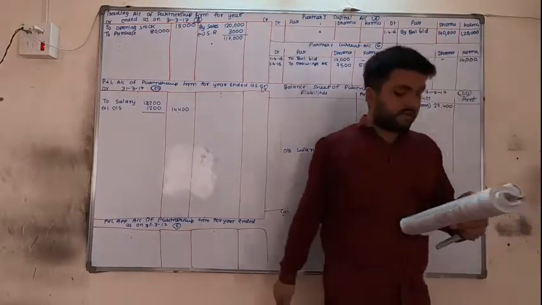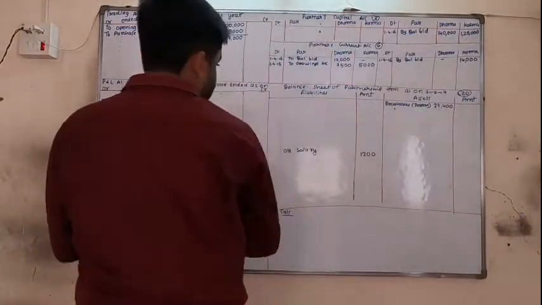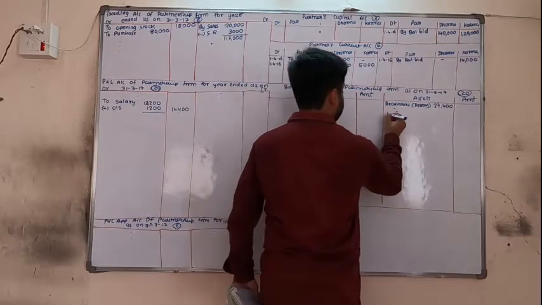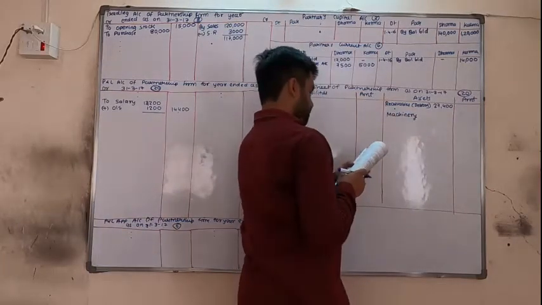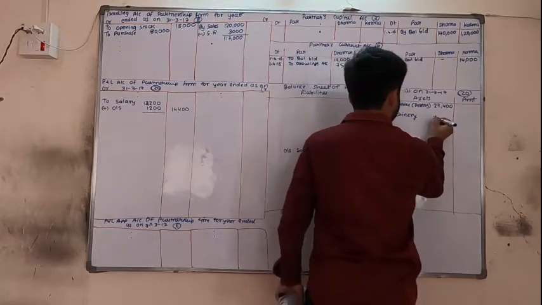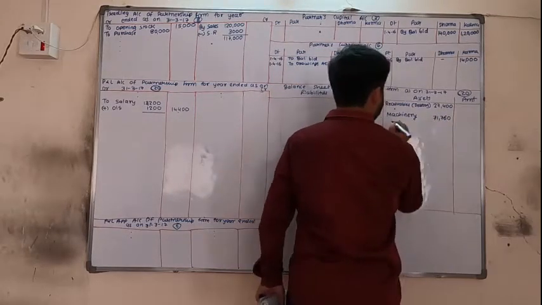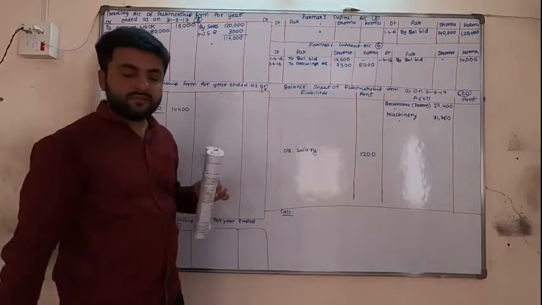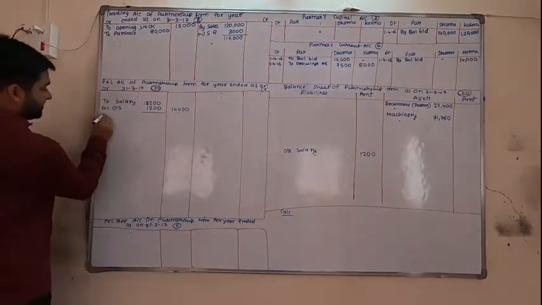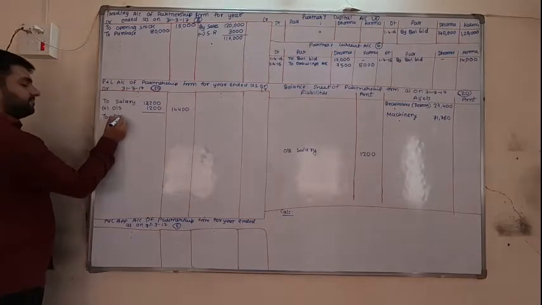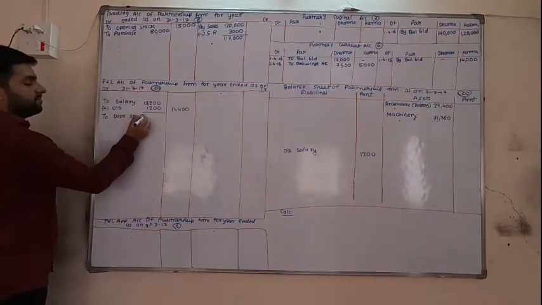Next, machinery. Machinery is our asset. So on the asset side, $71,760. We have an adjustment in one line. Then depreciation on machine. Depreciation is only shown on P&L account, so to depreciation on machine.